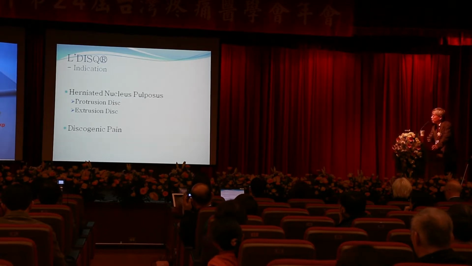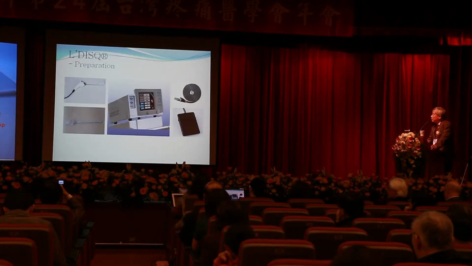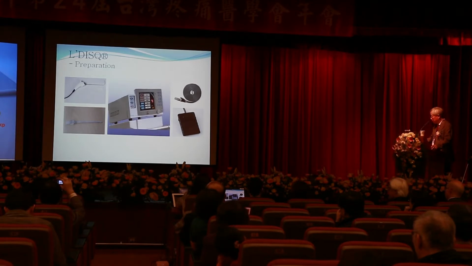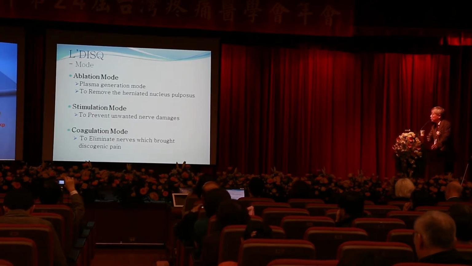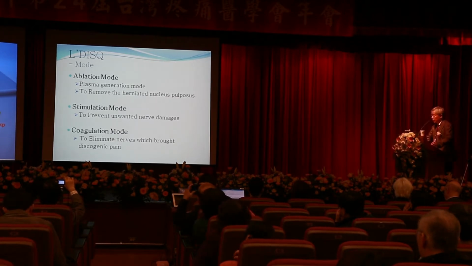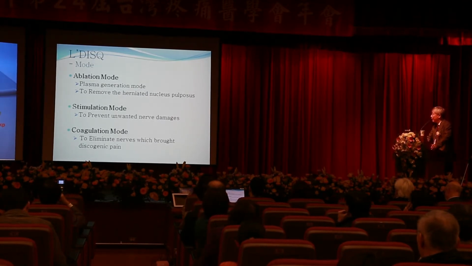So we use this technique for two conditions, the disc protrusion or extrusion, and also for this candidate, which is the IDD. So this is the instrument for LDIS. And we use 3 modes for this technique. The ablation mode is the plasma generation mode, and this is used to remove nucleus pulposus. And we also use stimulus mode to stimulate sensory and motor nerves to prevent unwanted nerve damage. And coagulation mode is used to eliminate nerves with discogenic pain.